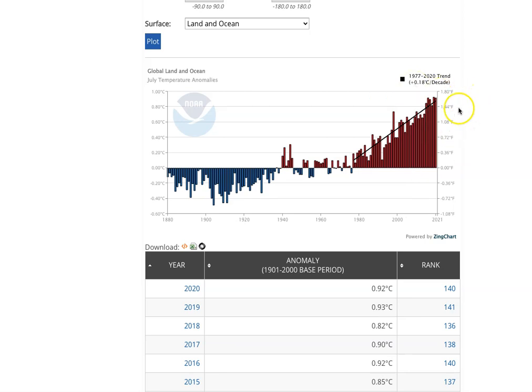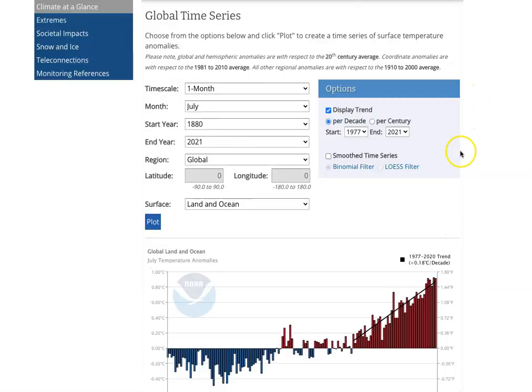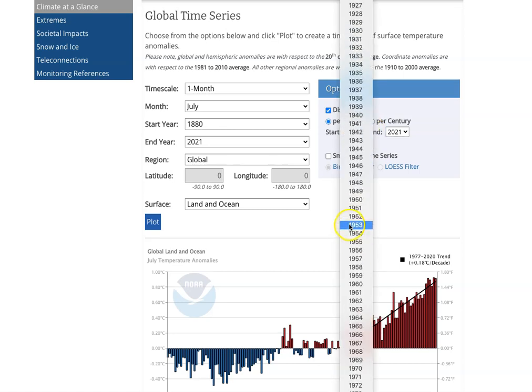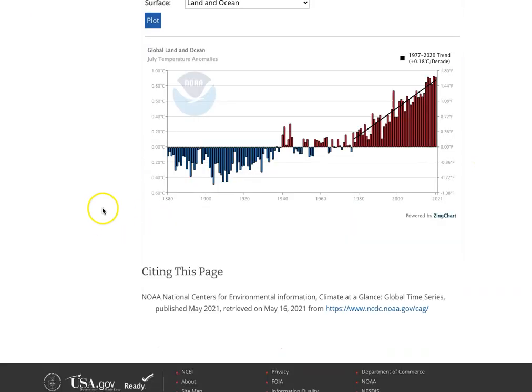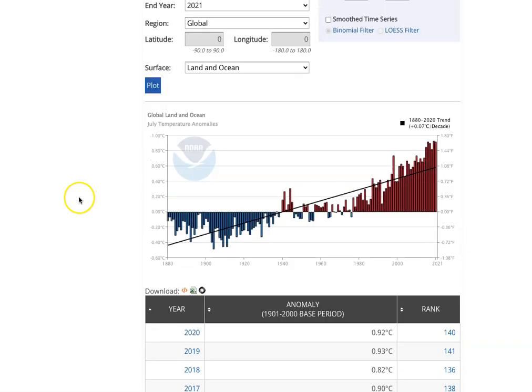So what happens when we take that all together? Let's take a look at the whole thing. 1880 through 2021, display trend. And here it is. So over the entire data set, 0.07 degrees Celsius rise per decade.